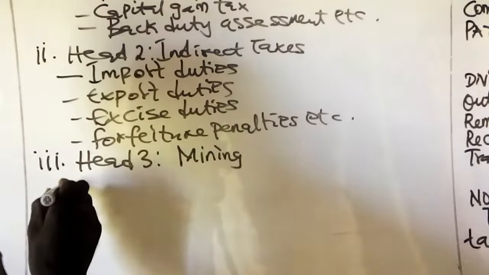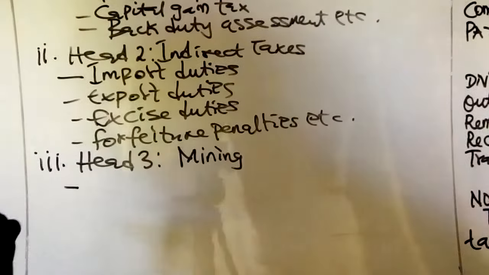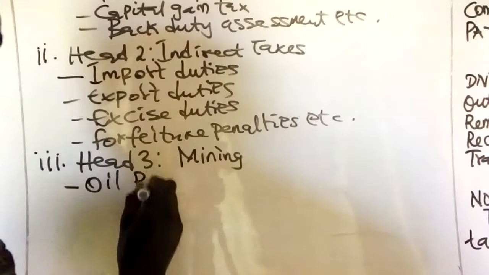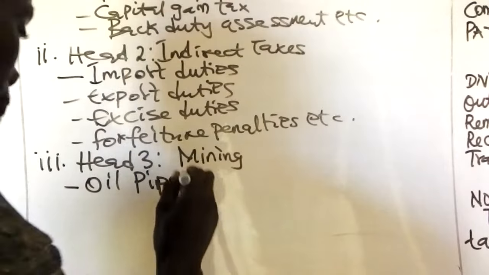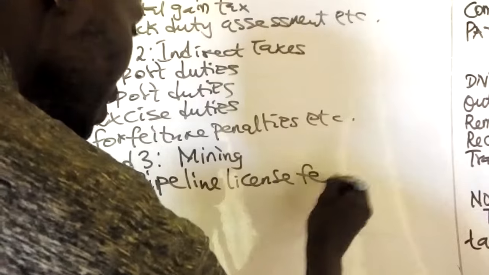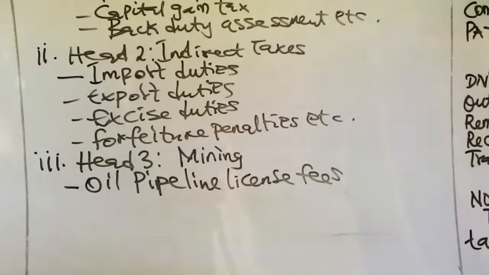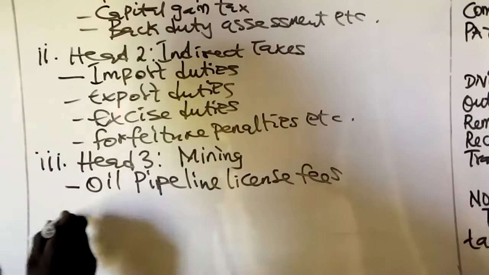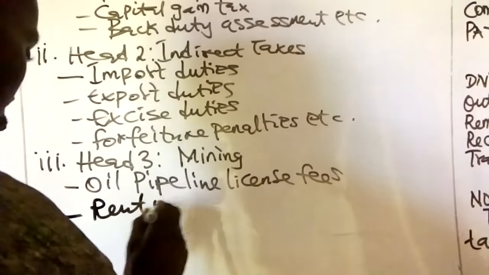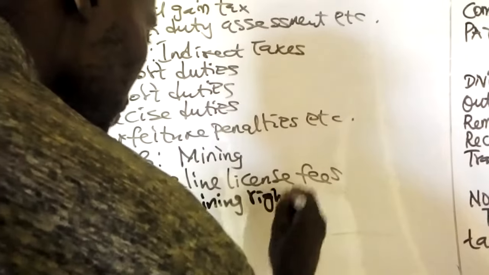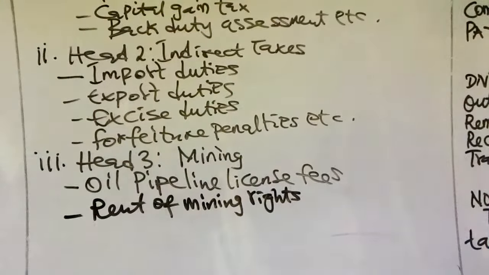Examples are, one, oil pipeline license fees. All income from oil pipeline license fees goes into the Federation account. Then number two, rent of mining rights.